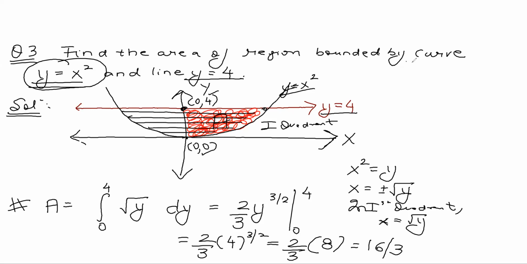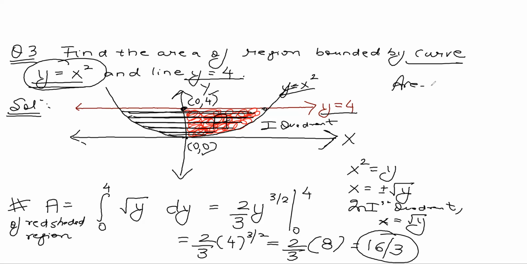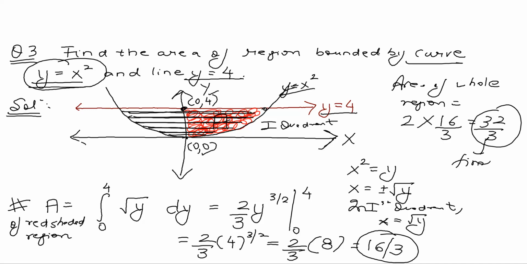The area bounded by the curve and the line y equal to 4 is this whole dark shaded area. So what I have done, we have first found the area of the red shaded region. Area of the red shaded region is 16 by 3. So the area of the whole region is 2 times the area of the red shaded region. So my answer is 32 by 3. This is our final answer.